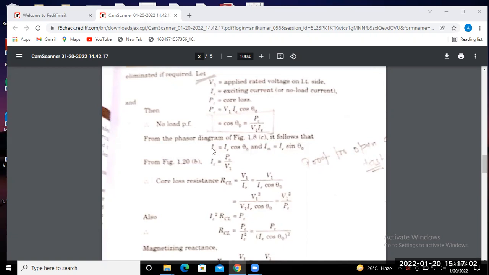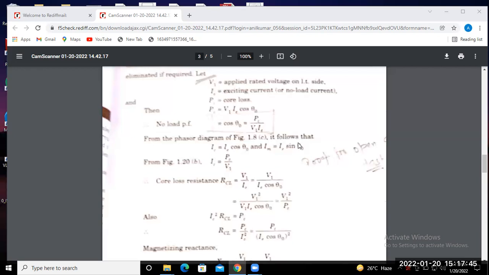So IC, can we find out? Because we already noted down the reading of the emitter, that is represented as IE, and cos theta 0 you already found out here. So if you put the value of cos theta 0 and IE, that means the no load current, whatever your ammeter reading is, then you will get the value of IC, that means the core loss current. And similarly, we can find the value of magnetizing current IM, that means IE into sin theta 0, is not? So with this cos theta 0, we can find out sin theta 0 and put the value here.